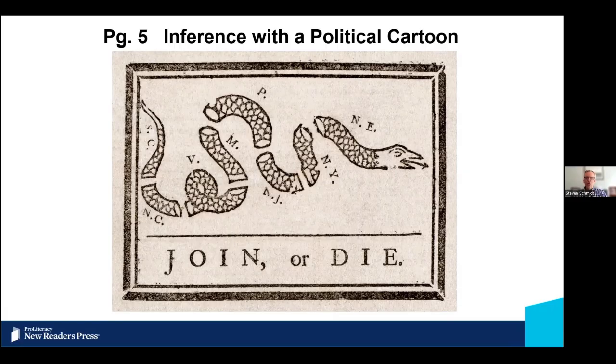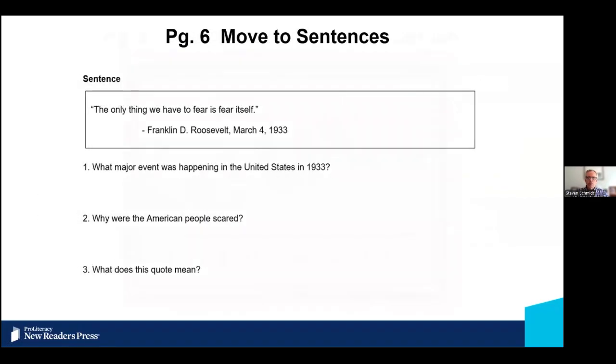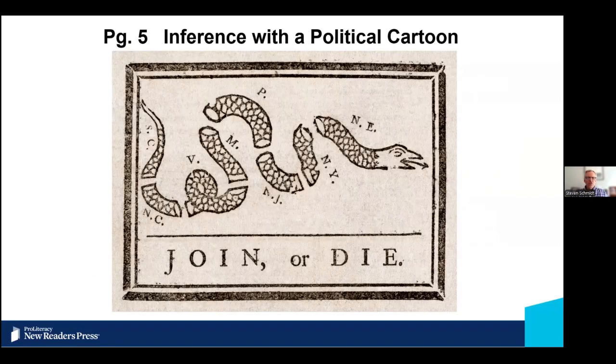Join or die is dramatic. What does it mean? What does that mean exactly? So let me get another thought or two here. Okay. All right, we've got some good stuff. And Joy says if the snake's not all together, it cannot survive. So we could do some inference. We could gradually help learners with what's going on in this particular one.